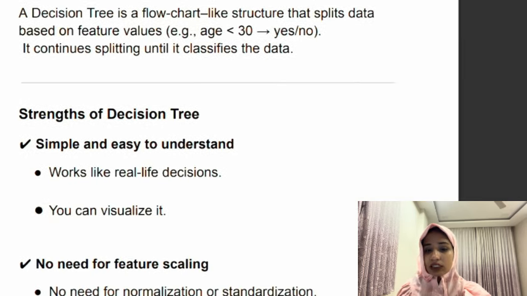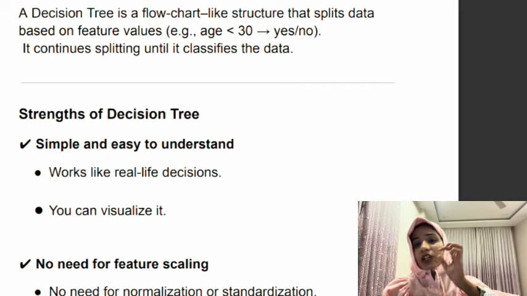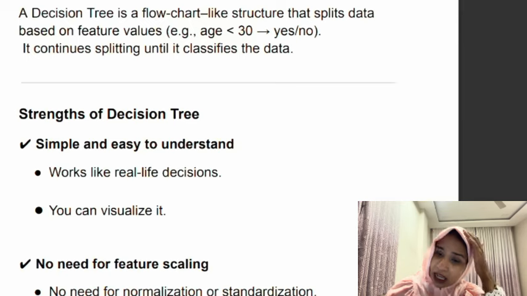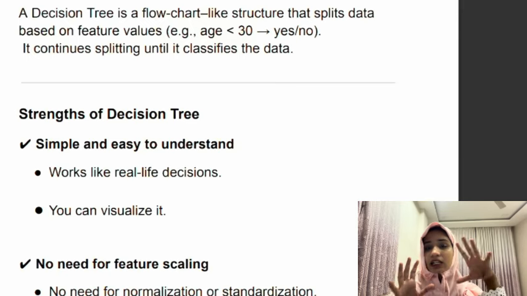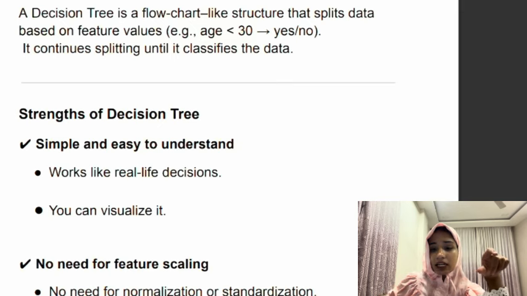So decision tree. What is a decision tree? A decision tree is a flowchart-like structure that splits data based on feature values. Example, age is less than 30, so it will be yes or no. So it is like a flowchart that splits the data based on certain feature values. It continues splitting until it classifies the data.